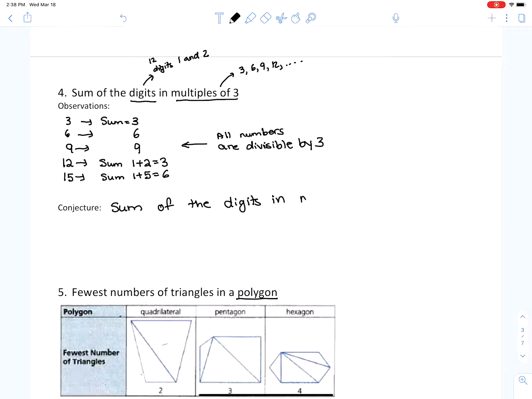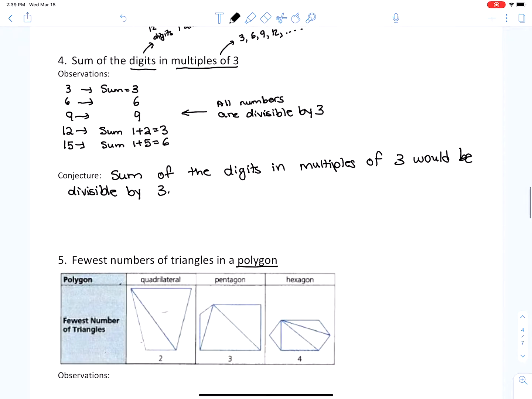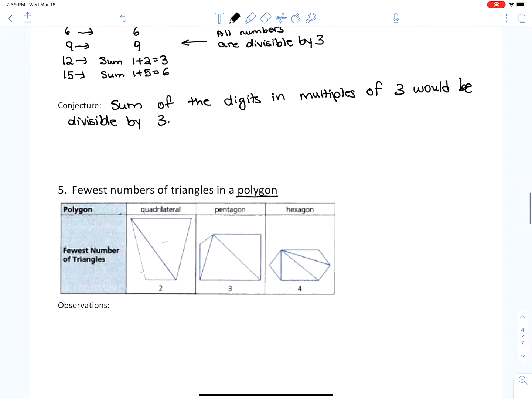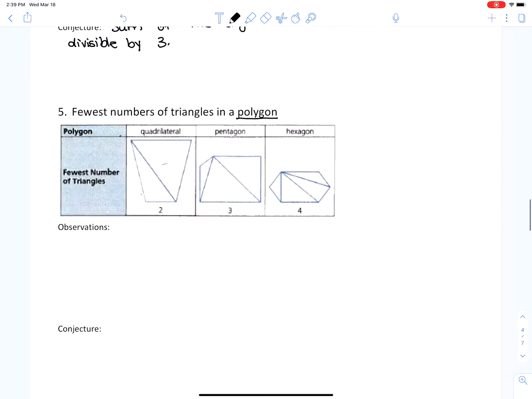So my conjecture would be the sum of the digits in multiples of 3 would be divisible by 3. Okay, again, we're going to test these conjectures in the next lesson or a future lesson as we move along this unit.